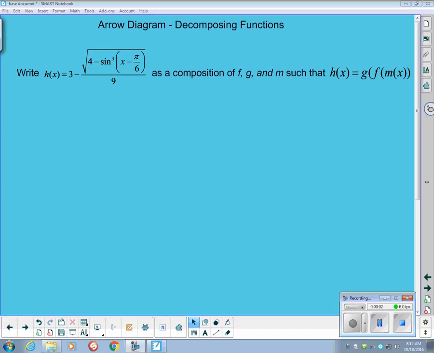All right, in this video we're going to take a look at how to decompose a function, or to write a function as a composition of other functions. In this case, our instructions are to take this function that we're looking at and write it as a composition of three different functions. So this process starts by, first of all, making the arrow diagram for the function that we have.